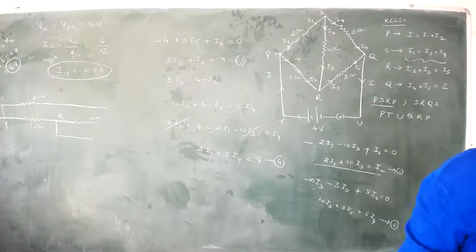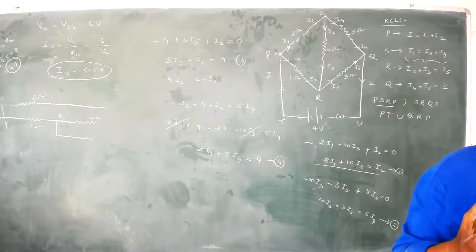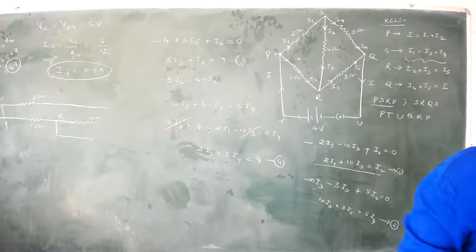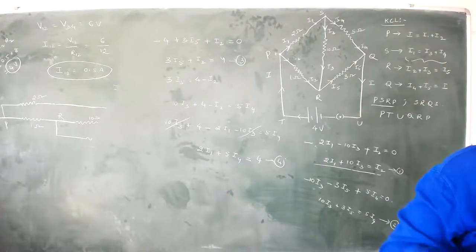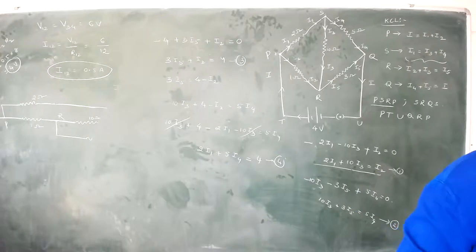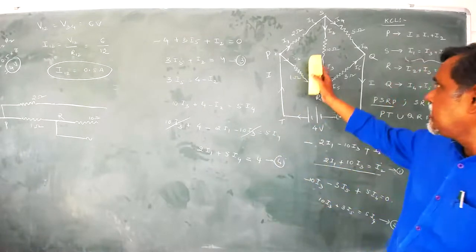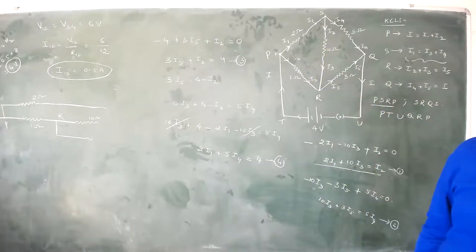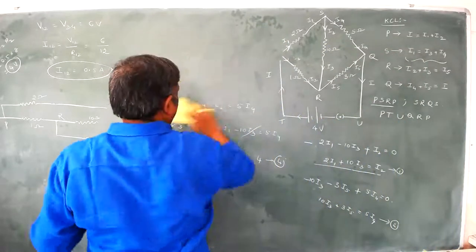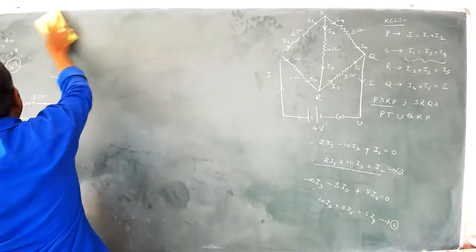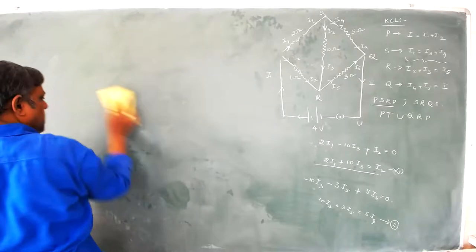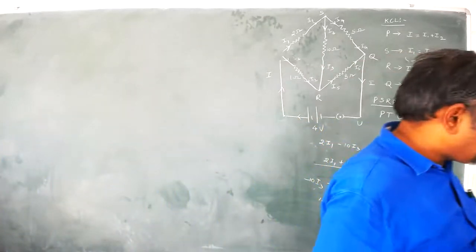If more than four, like 6, 8, 7, complicated, then you need to solve the deltas which are alternate, one after the other, not continuous. Got it? So these are the rules. This star delta we will revise briefly, because in this kind of problems, that is what we need. Got the point? Now, star and delta transformations.